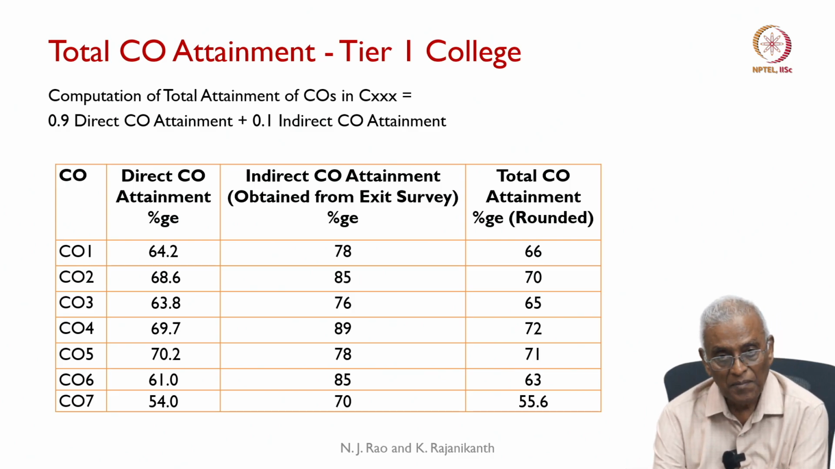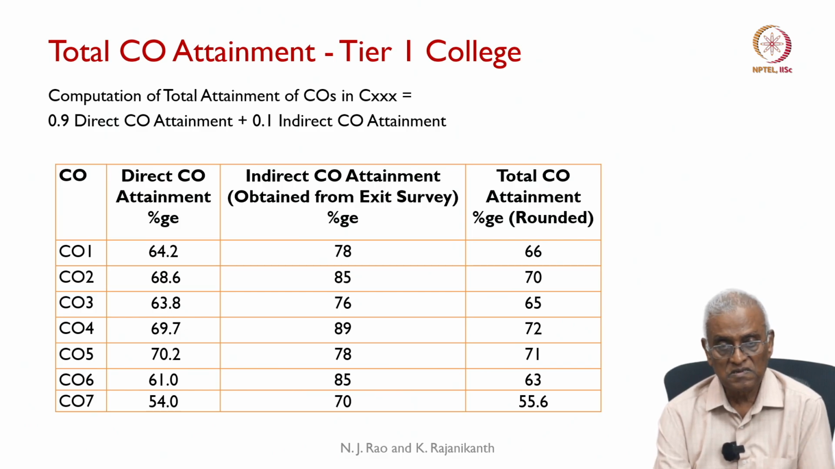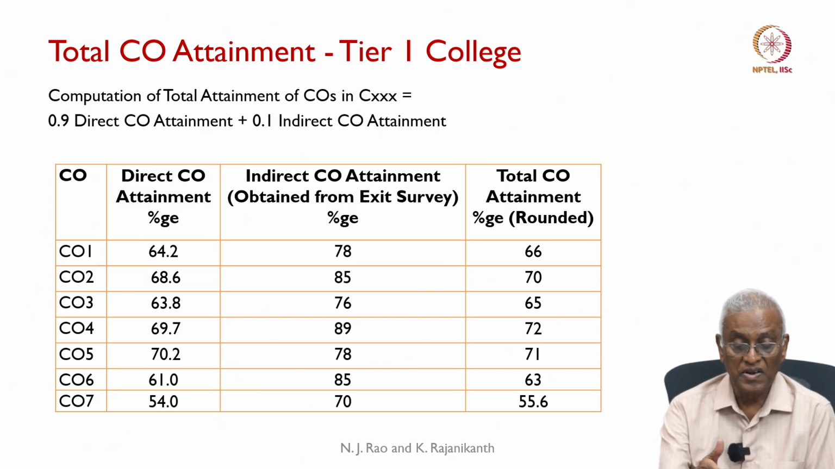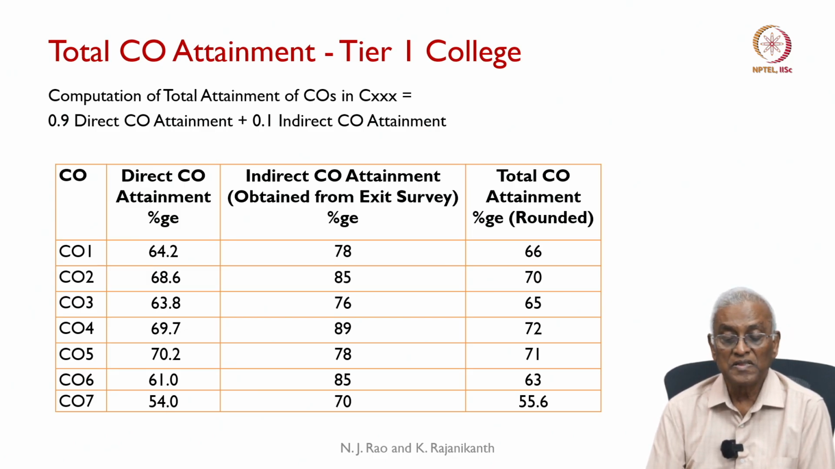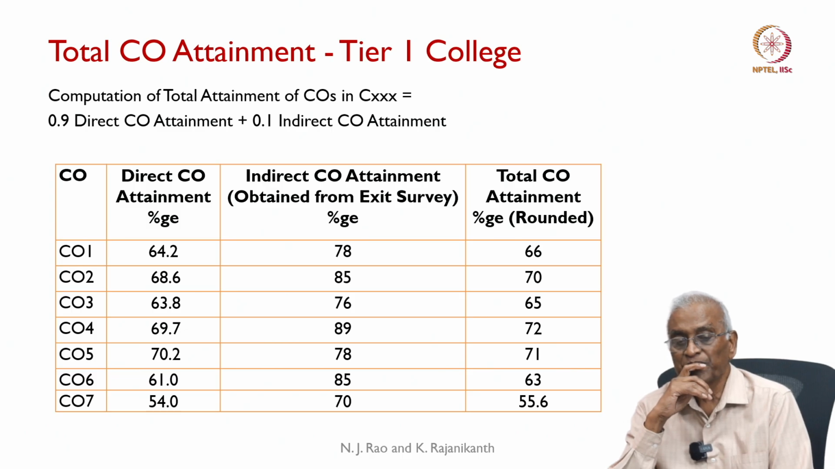And now what I do, I combine it with, though this is optional, the direct attainment percentages we have computed, and then we have conducted an exit survey. From that I come up with a number, and I combine 90% weightage to direct attainment and 10% weightage to that. So these percentage attainments are slightly modified from the direct one based on the survey. Okay, this is finally the total attainment of the CO.